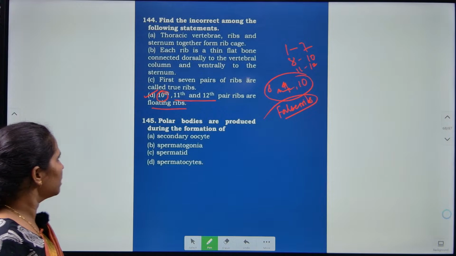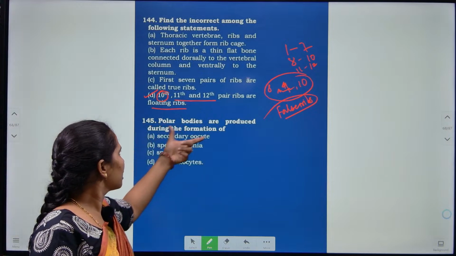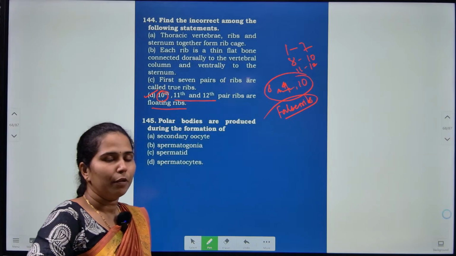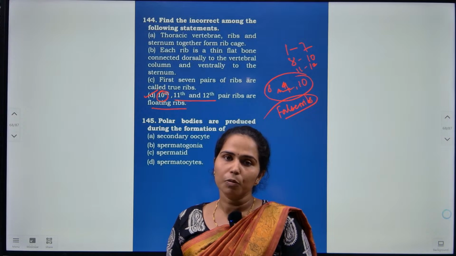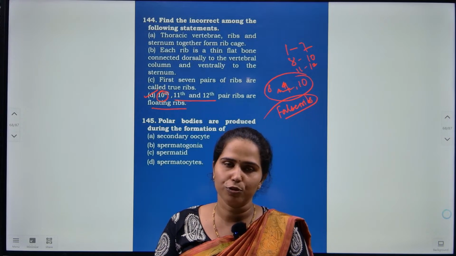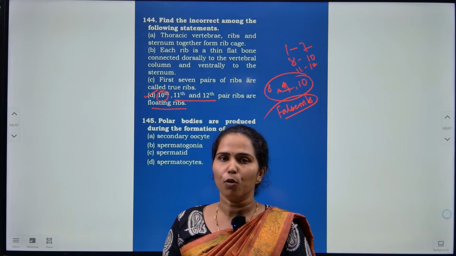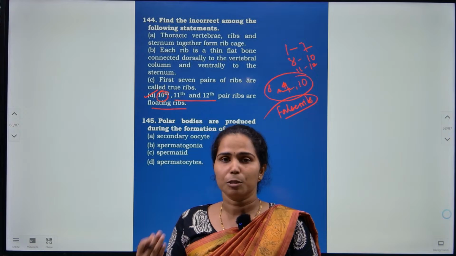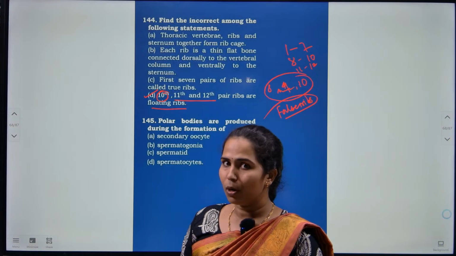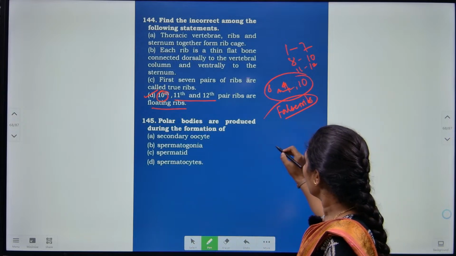The second one is 145. Question number 145. You know that polar bodies are produced during the formation of. When you see spermatogenesis and oogenesis, polar bodies are always formed in the process of oogenesis. Oogenesis is nothing but the process of production of ova, whereas spermatogenesis is nothing but the production of sperm in the testes here.